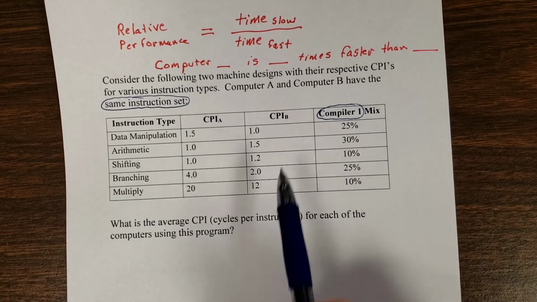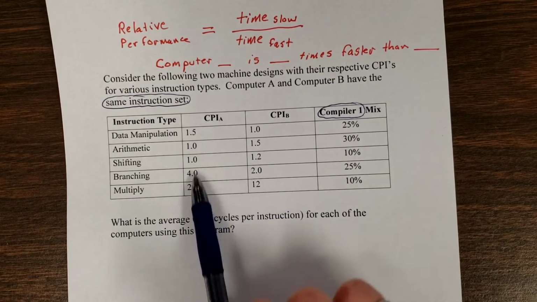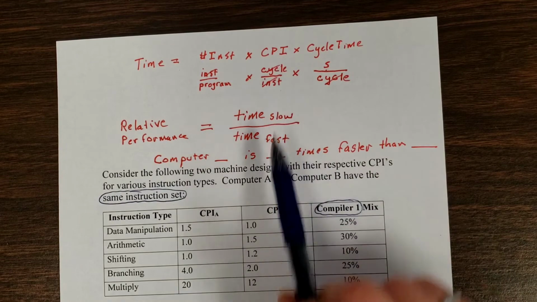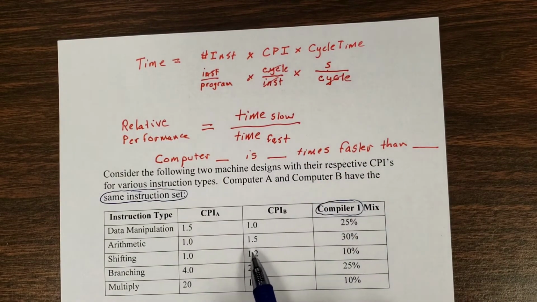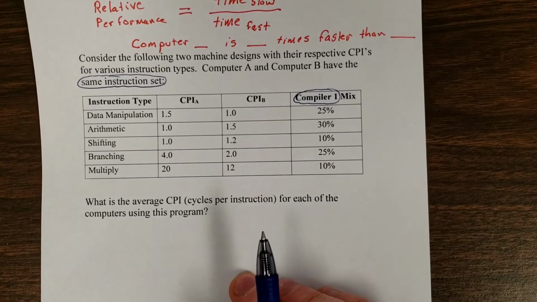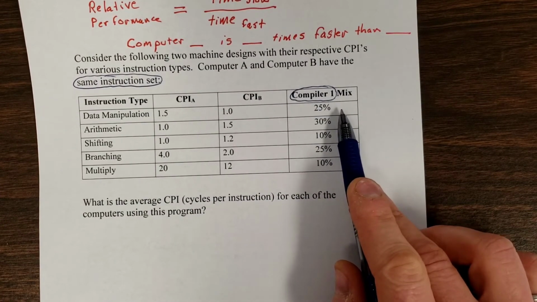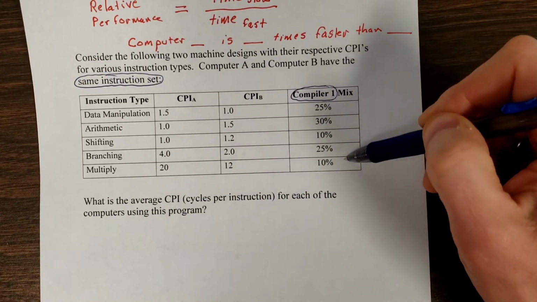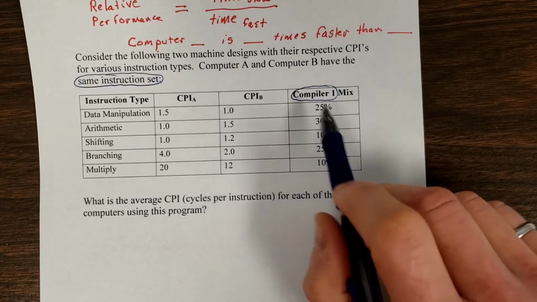All right, so we're faced with this table, and we'd say, well, which one of these CPIs would I use in my overall equation here? I don't know which one. There are so many different CPIs. Well, what we'd have to do is come up with an average CPI. If we have a bunch of different CPIs, we need to find the average. We'll use the weighted average. So we need to know the relative frequency of these different types of instructions, and then we can come up with an overall CPI.